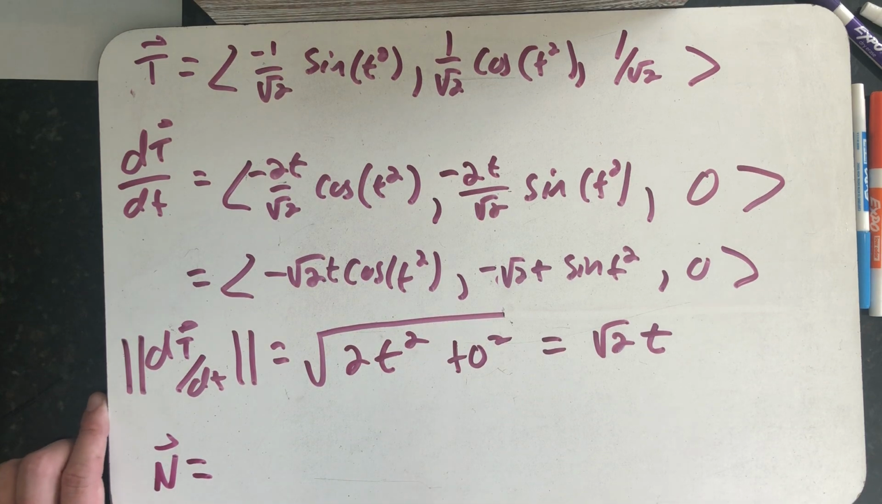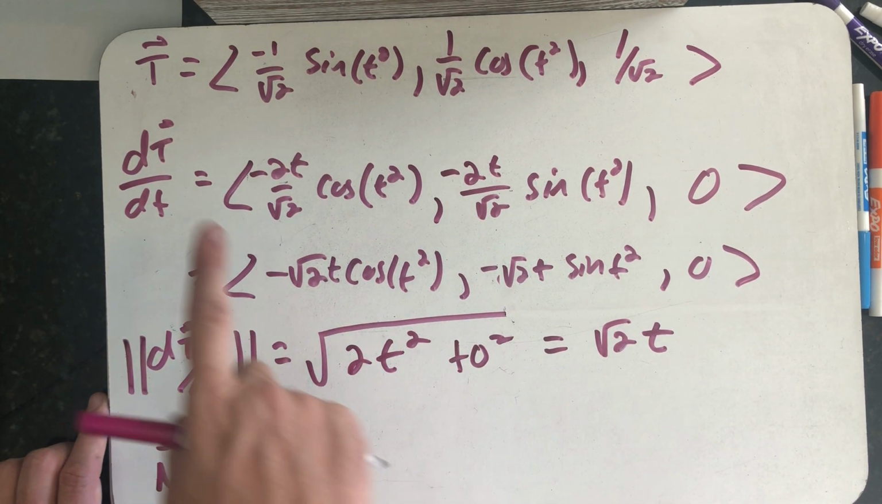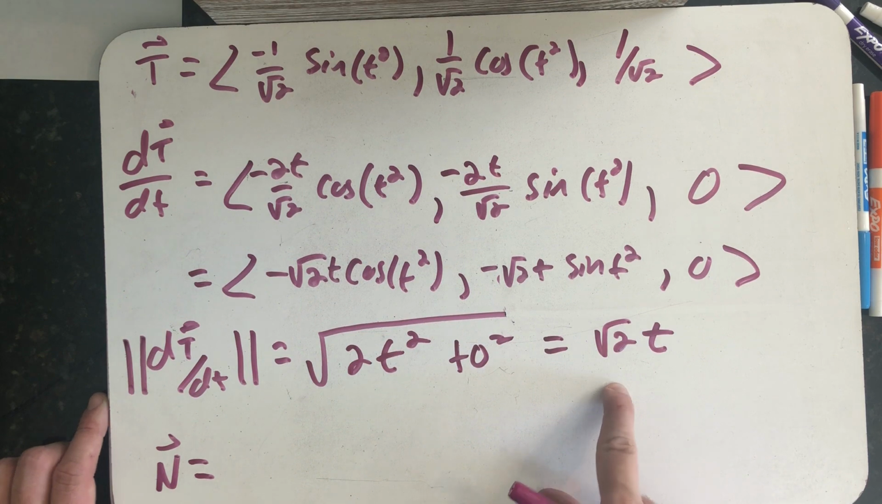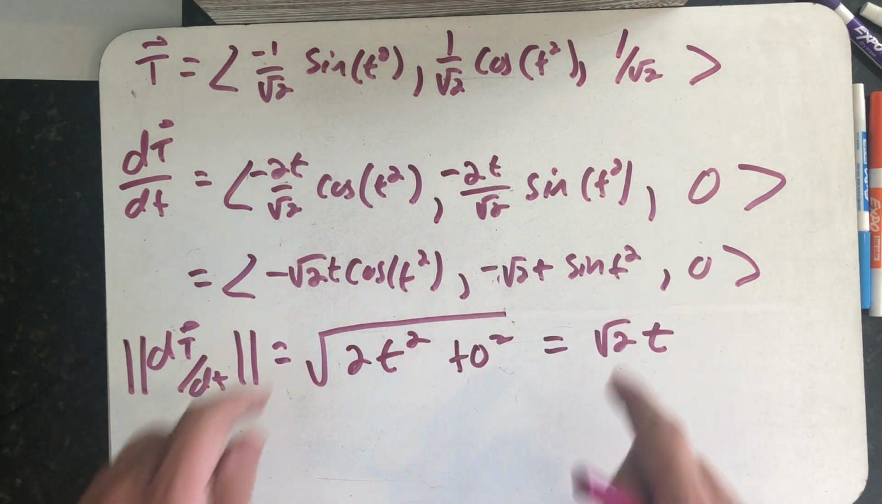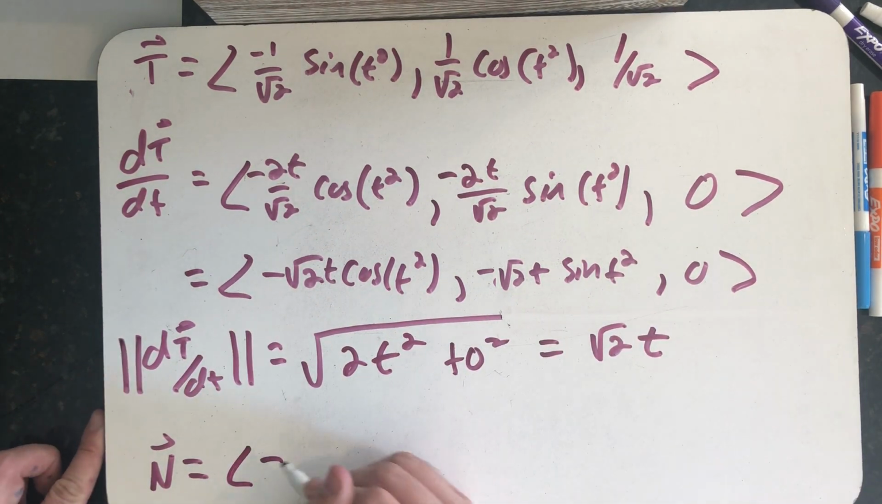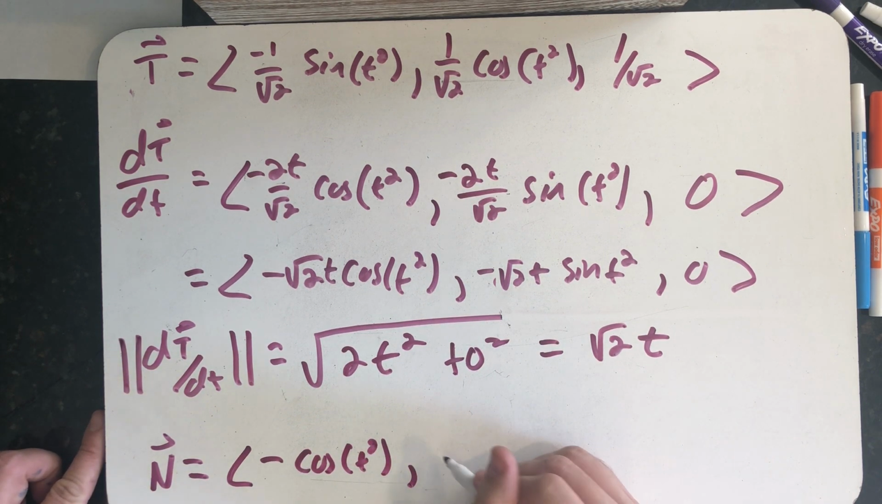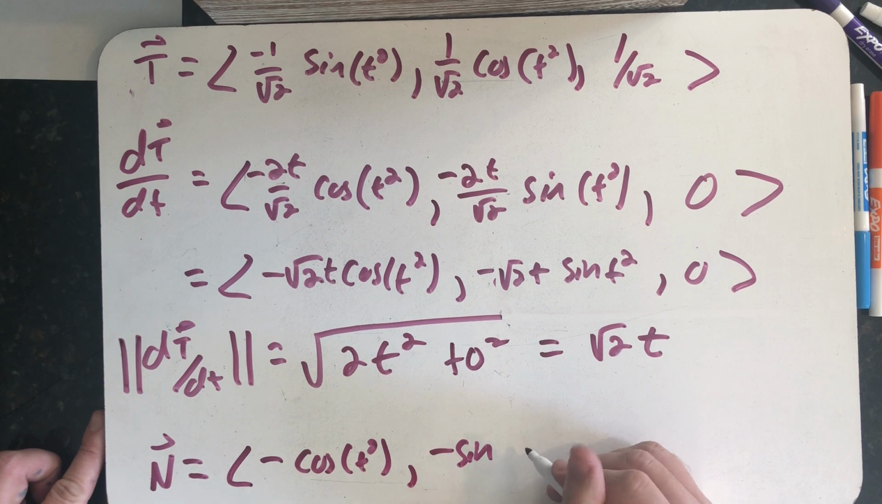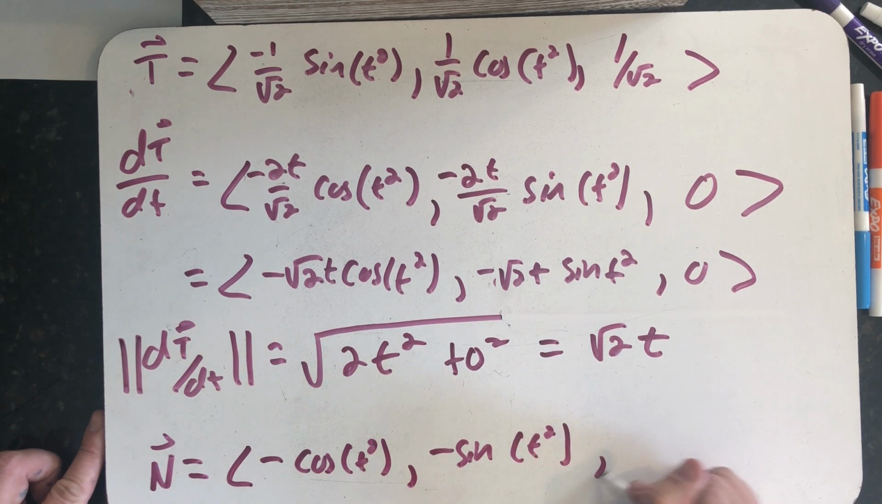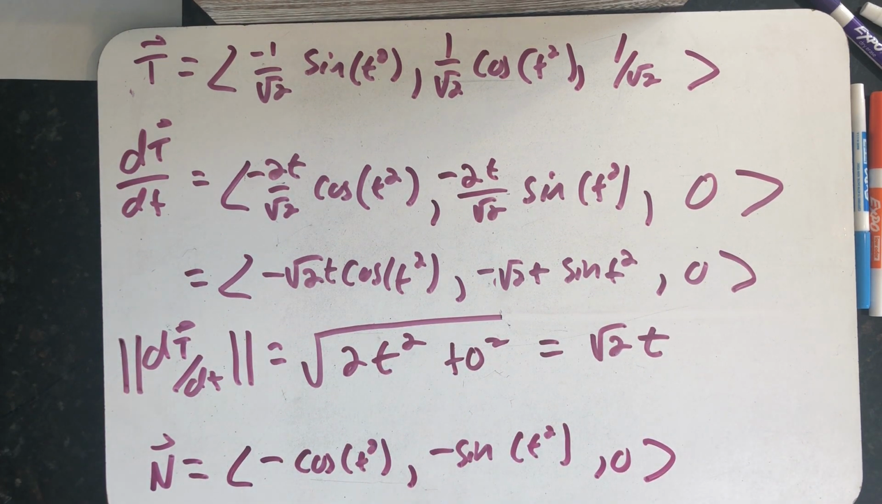So I'm ready to calculate big N, or kappa. I'm going to go on and find big N, though. And I just take this vector and divide it by its own length. So looking at this, the root 2 t's are going to cancel. And I'm given minus cosine of t squared, comma minus sine of t squared, comma 0. And now I just need to calculate curvature.